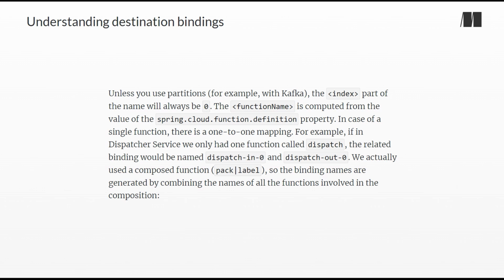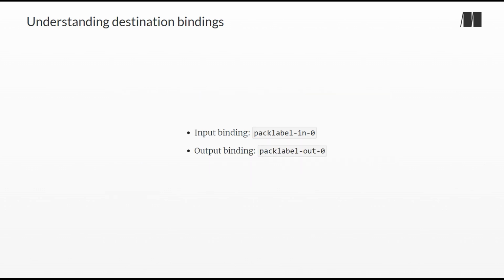The function name is computed from the value of the spring.cloud.function.definition property. In case of a single function, there is a one-to-one mapping. For example, if in dispatcher service we only had one function called dispatch, the related binding would be named dispatch-in-0 and dispatch-out-0. We actually used a composed function, pack|label, so the binding names are generated by combining the names of all the functions involved in the composition. Input binding: packlabel-in-0. Output binding: packlabel-out-0.